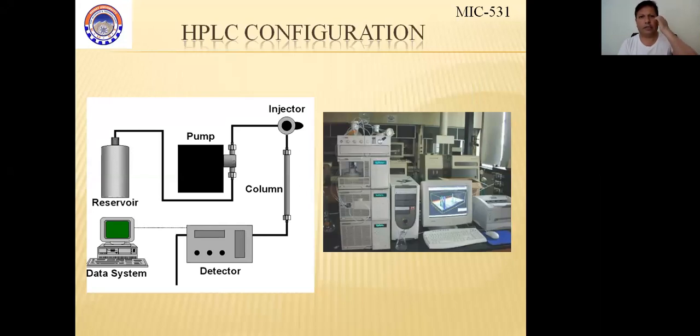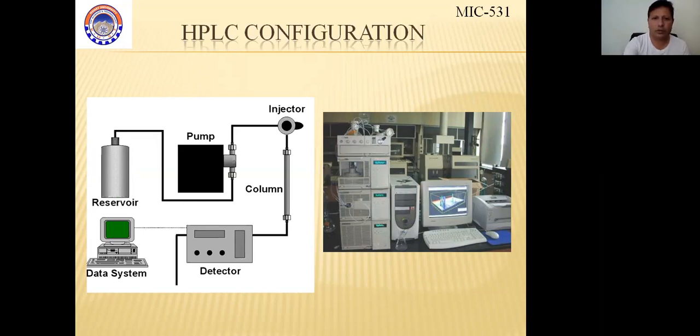HPLC is also a type of chromatography. HPLC configuration, high performance liquid chromatography. How it works, we will see over here. Most of you have been to a laboratory and have seen HPLC, but how it works, we will see in a diagram. It is a bottle which contains a reservoir. It contains the mobile phase, any solution, organic solution, ethanol, methanol, benzene, toluene, any mobile phase which will carry your product through the column.